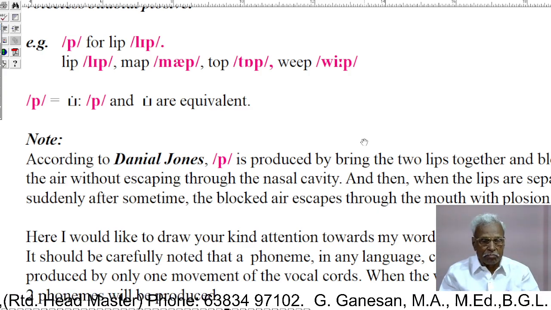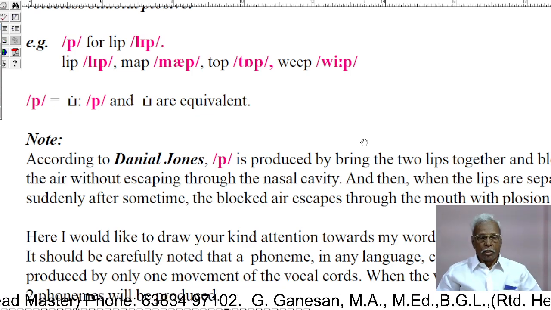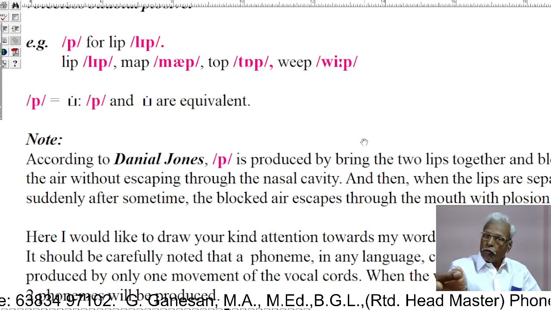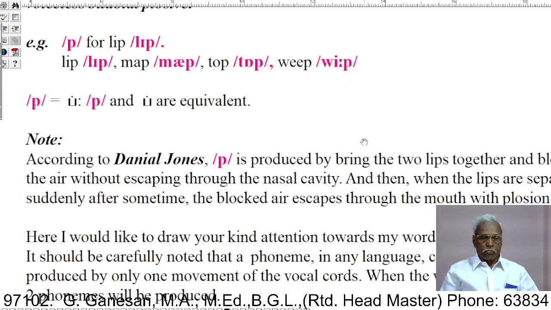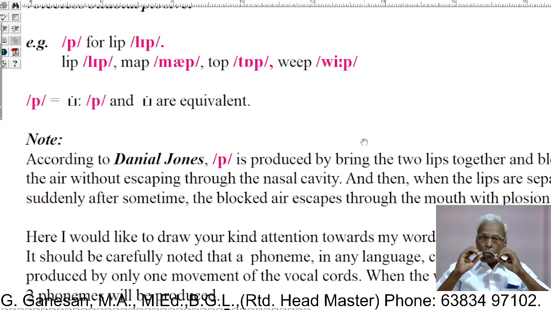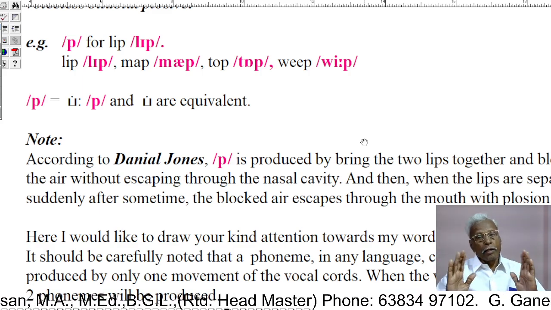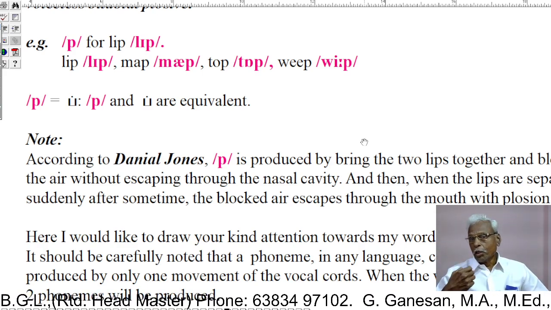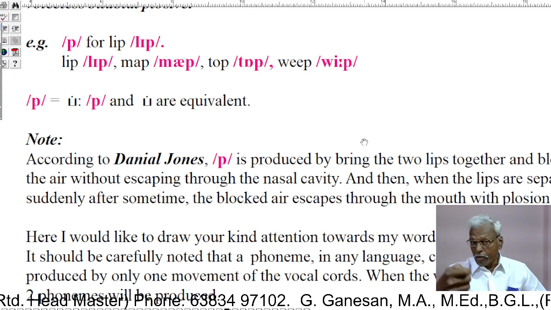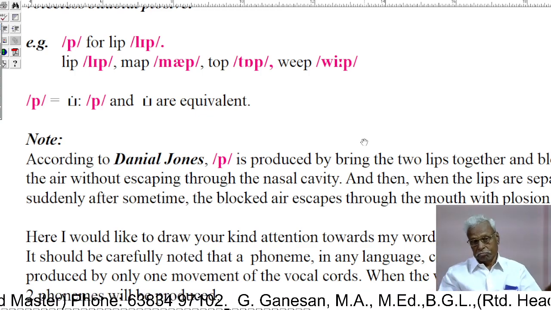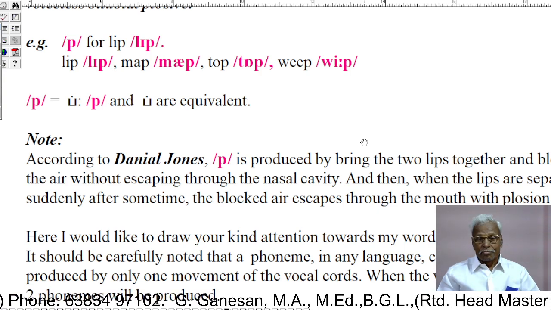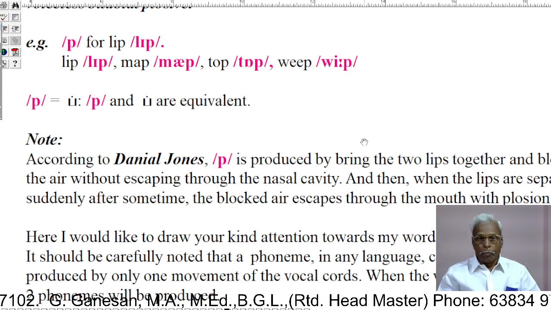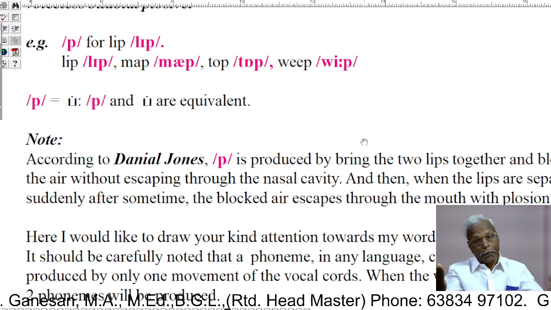Here I differ from Daniel Jones. That is, when the two lips are brought together, the phoneme is produced, then they are separated, and another phoneme is produced. If so, these two phonemes make a syllable. One phoneme, second phoneme, a syllable.